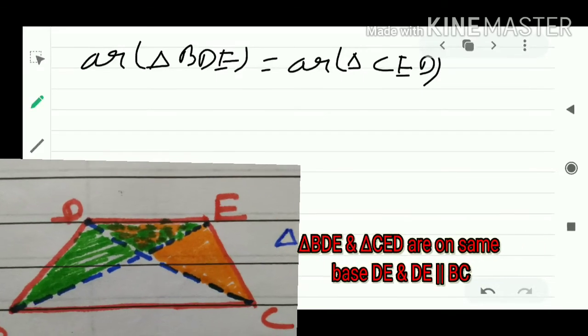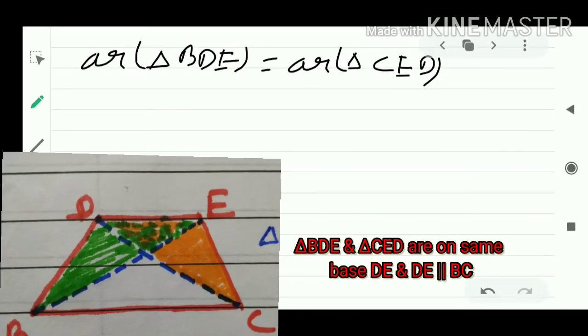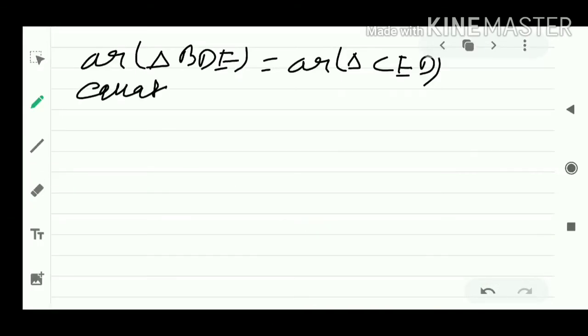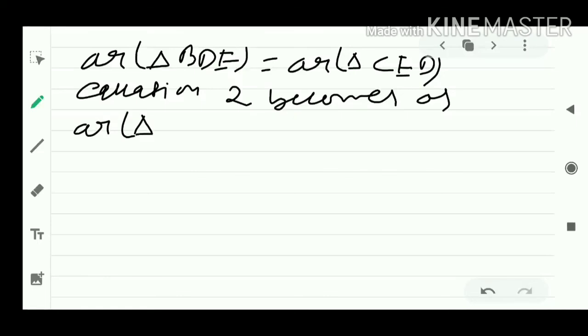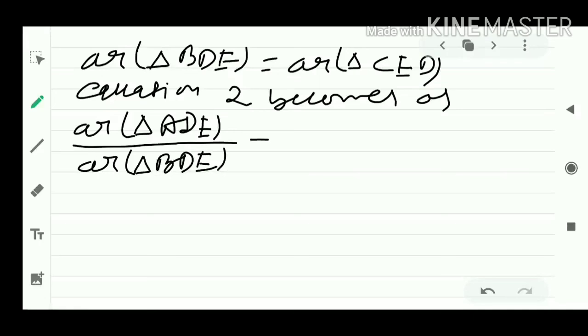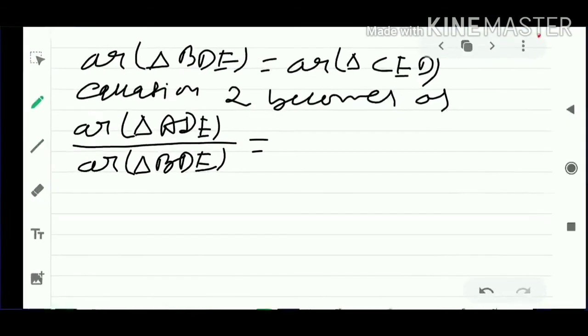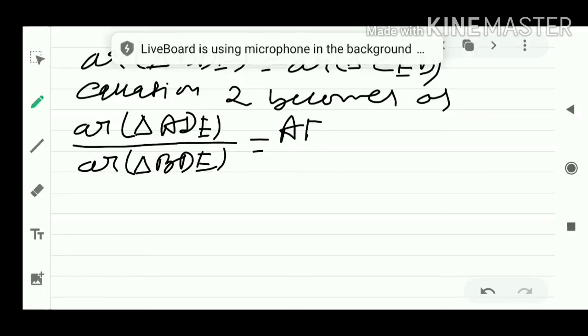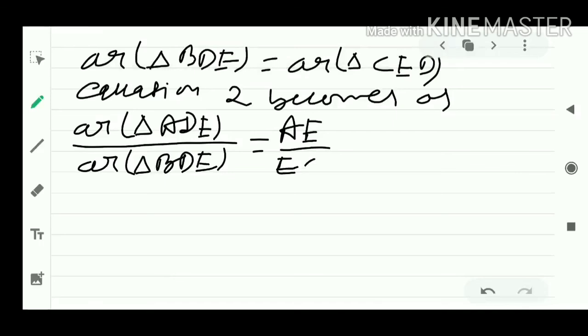So we can write equation 2 as: equation 2 becomes area of triangle ADE by area of triangle, we replace area of triangle CED with area of triangle BDE, as we see above, triangle BDE, equal to AE by EC. This is considered as equation 3.